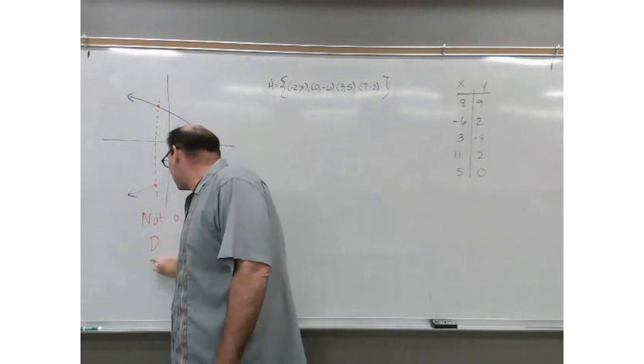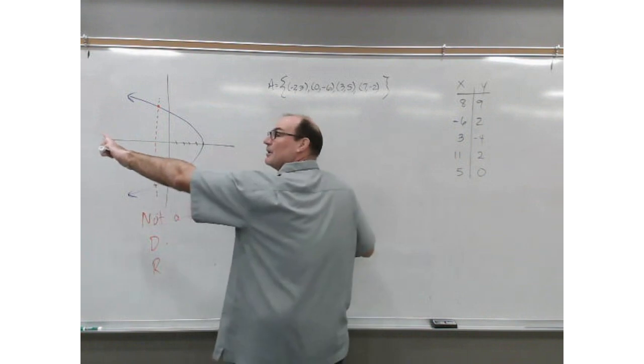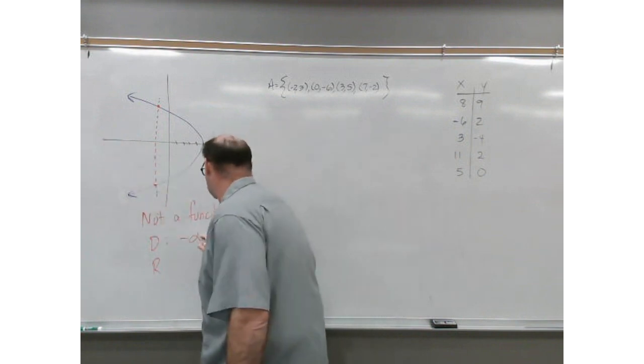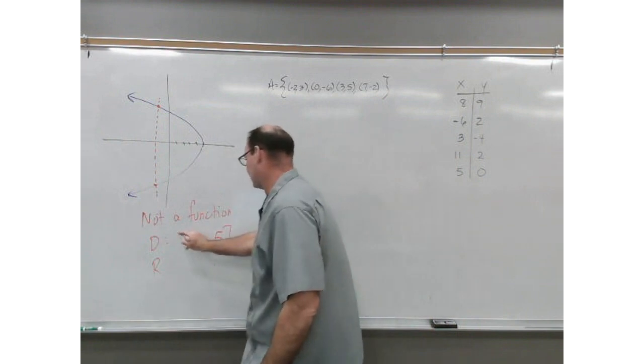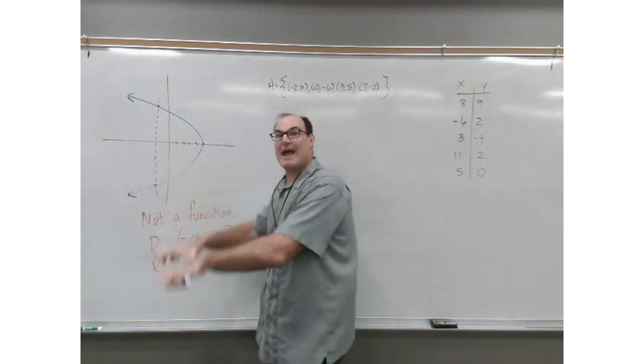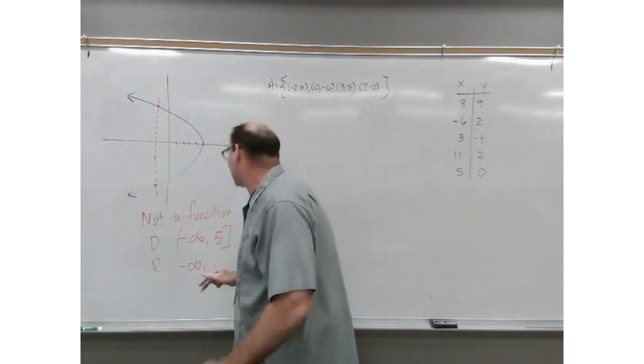And then my domain and my range. The domain, left and right. So how far left does this one go? Yes, it does. How far right? Stops at 5. And then the range, how far down is this going to go? Yeah, just going to keep sliding downhill. How far up?